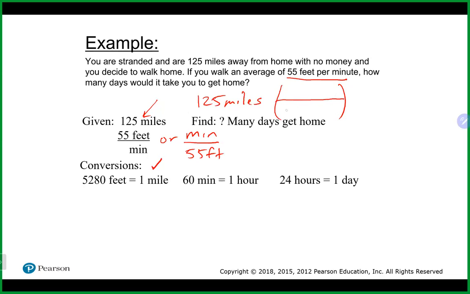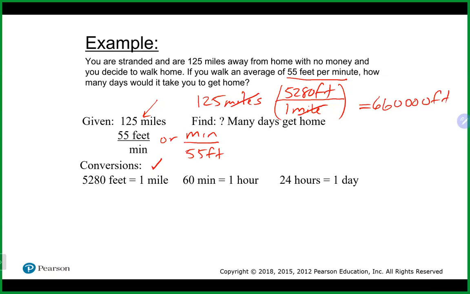So I want 1 mile on the bottom, so it cancels, and 5,280 feet up on top. And once again, the units will cancel. So we're going to multiply 125 times 5280. Going to give us something like 660,000 feet. I think I got all the zeros there.